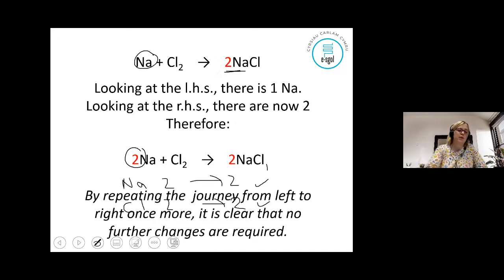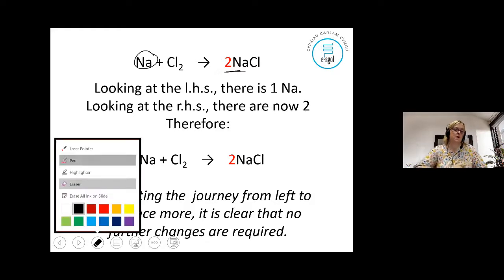Okay, so you have to repeat that more than once to make it certain that nothing else is required. But as you can see, by taking that journey one more time, just for safe checking, I'm now happy that I've got the same on both sides.